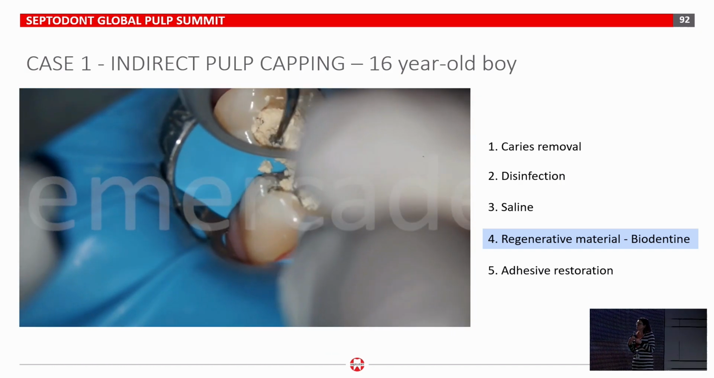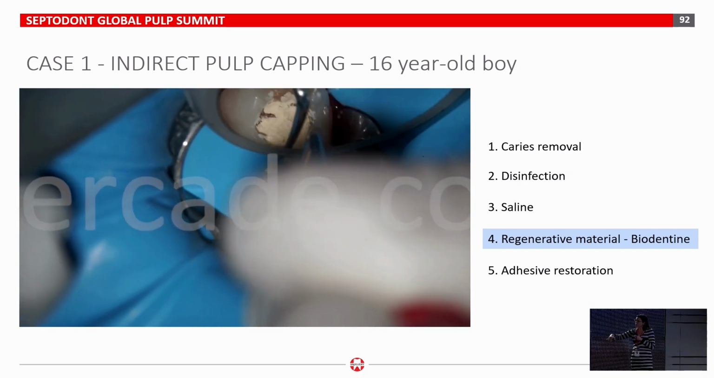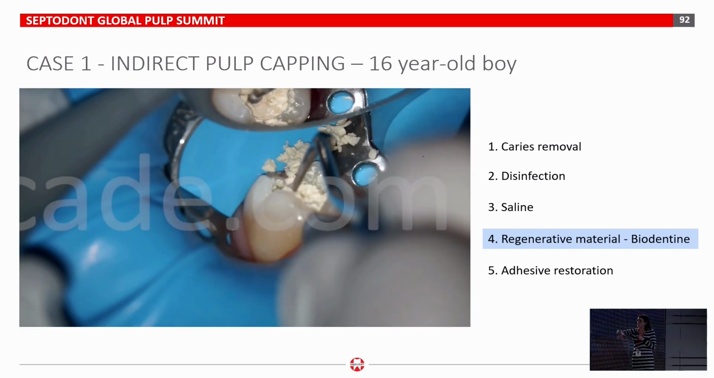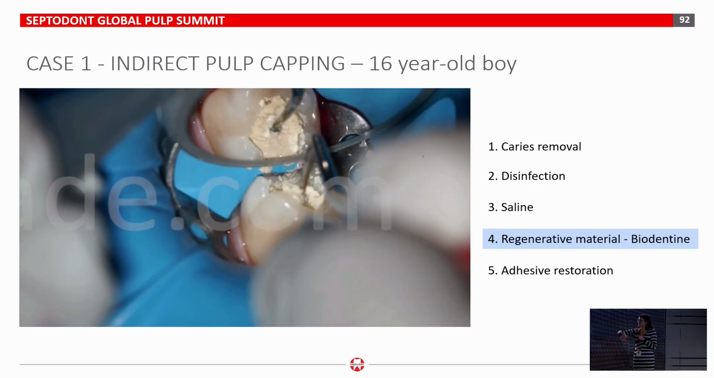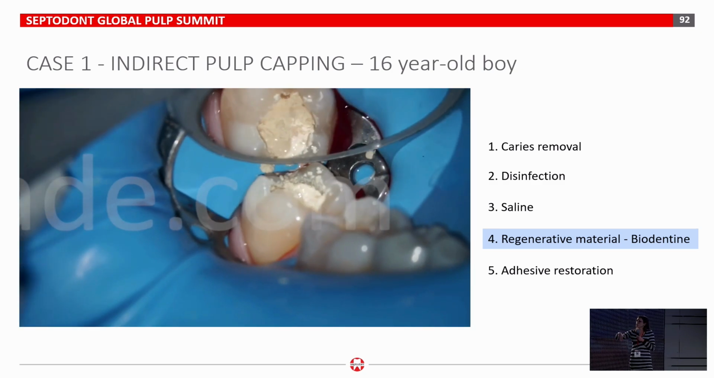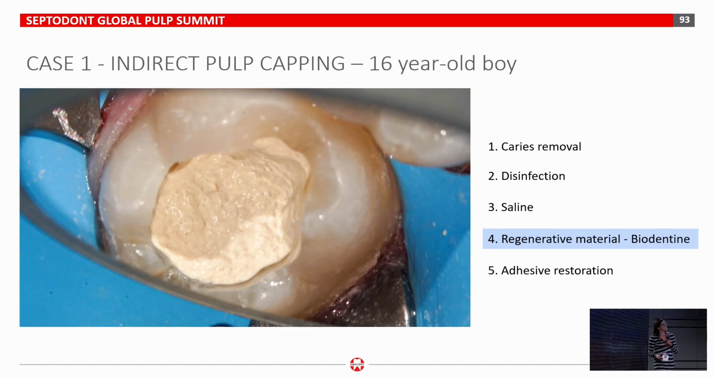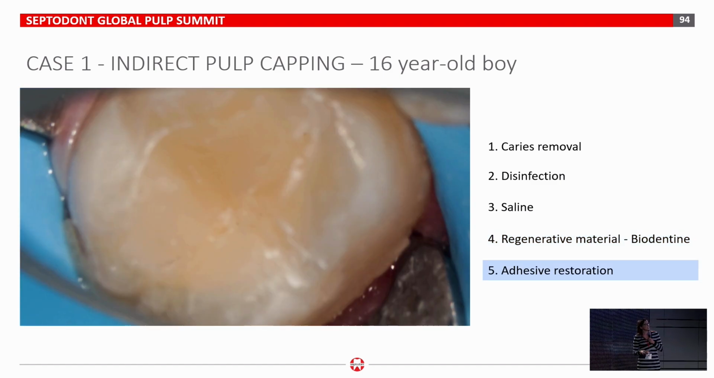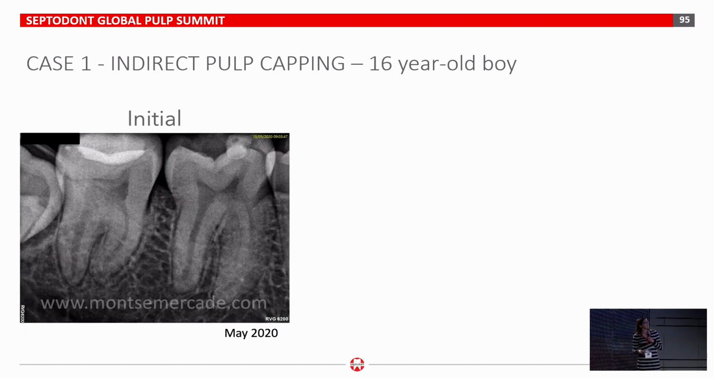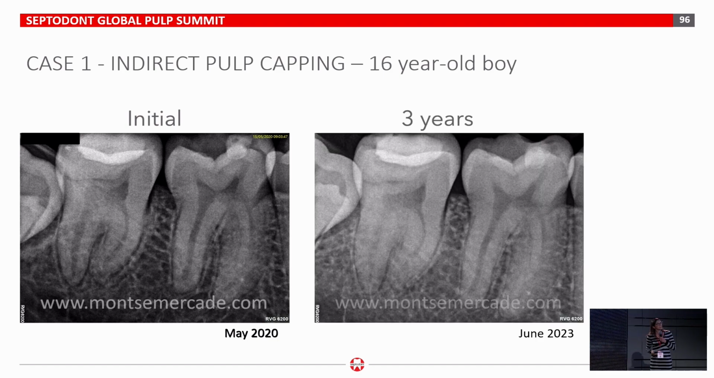In my case, it's very important that the Biodentine is only in the middle of the cavity. It's not in the interproximal area. Right? I prefer that the interproximal area is filled with resin and not with Biodentine. Here, we wait until the setting, and we do the restoration. And this is the final, sorry, it says initial, but it's the final X-ray. As you can see, Biodentine and the resin. This is the 3 years recall.